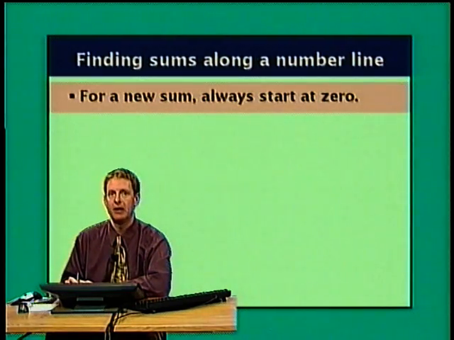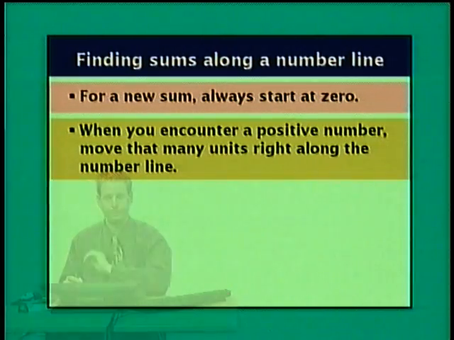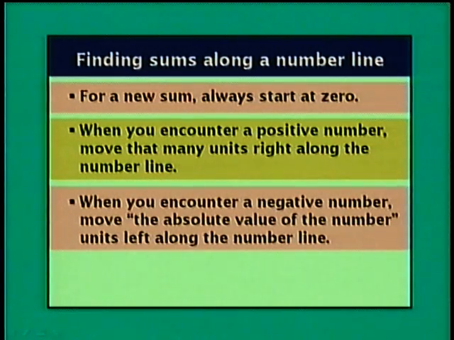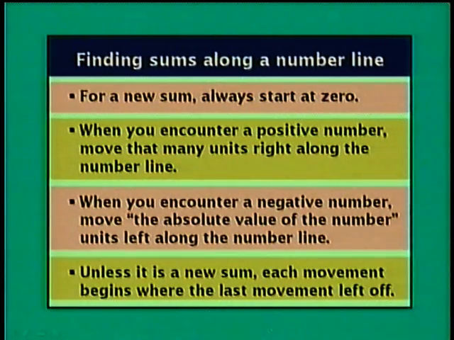Well, the first rule is that for a new sum, you always start at 0 on the number line. When you encounter a positive number in the sum, you move that many units right along the number line. Wherever you are on the number line, you need to move that many units right from that point. When you encounter a negative number, you move the absolute value of the number units left along the number line. And unless it is a new sum, each movement begins where the last movement left off. Let's see that in action.